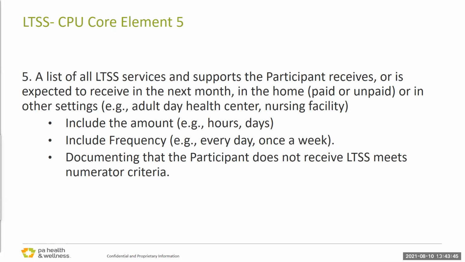All right, so element 5 is a list of all LTSS services and supports the participant receives or is expected to receive in the next month in the home. Those can be paid or unpaid or in other settings, i.e. it can be an adult daycare center, a nursing facility, residential habilitation, just different settings that the person may live in. So you'll be including the amount, the frequency, and then if they do not have any LTSS needs, then you'll just simply list that they do not receive any LTSS.